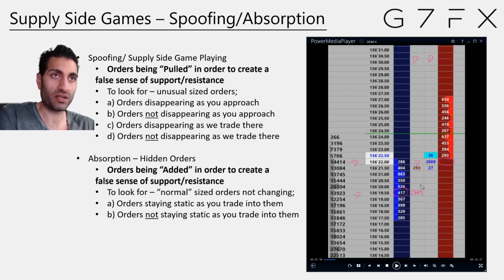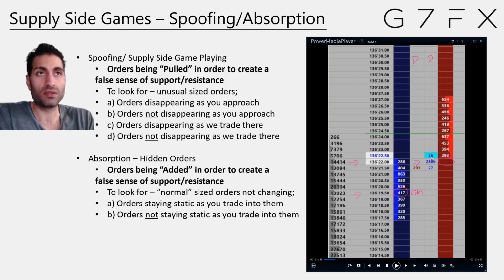So rather than 2869 being in the demand column, assuming the identical thing happened, you'd see 2869 doing what? It would still be in the demand column, but it would just be on the sell side, because someone would be buying those contracts. Here they were selling, here they're buying. So the delta would be the opposite. Simple.